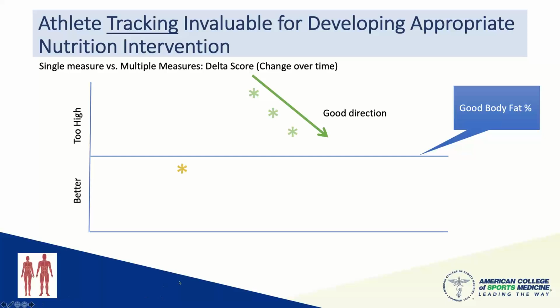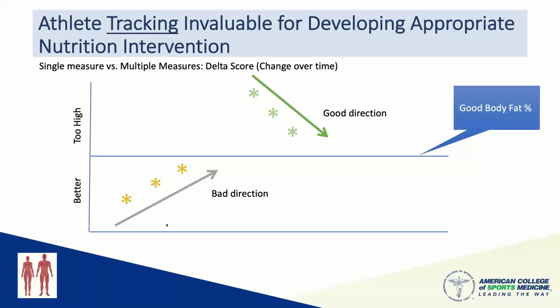Let's look at the other scenario. Let's say that you measure somebody who's leaner than the average, but within one standard deviation of the team, and you say, wow, that's really good. I'm going to leave that person alone. But what if 1 month earlier they were leaner still, and 1 month before that they were leaner still? And clearly they're moving in the wrong direction. Maybe this person needs an intervention, but you would never know it if you just had a single measure.